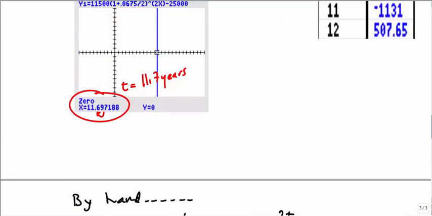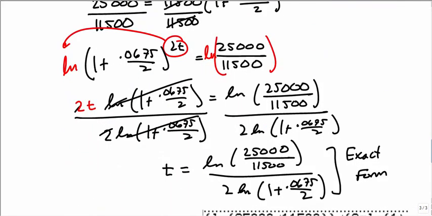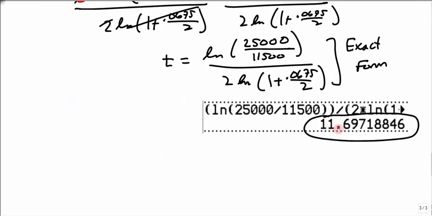Let's scroll up and see what the original problem said about rounding. I can't remember. It says rounding to 1 decimal place, so that would be 11.7 years, which is what we got when we did our graphing as well. So you can do this by hand or by graphing. I would always try the graphing first because there's a lot less room for error, but you should double check both handwork and graph work.